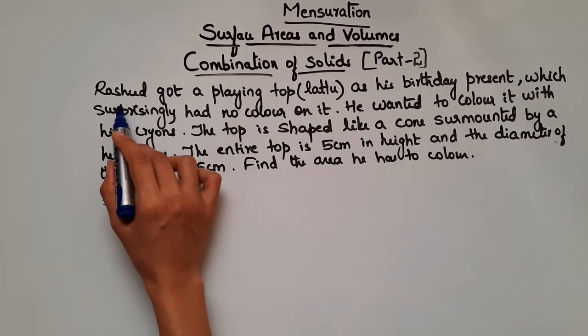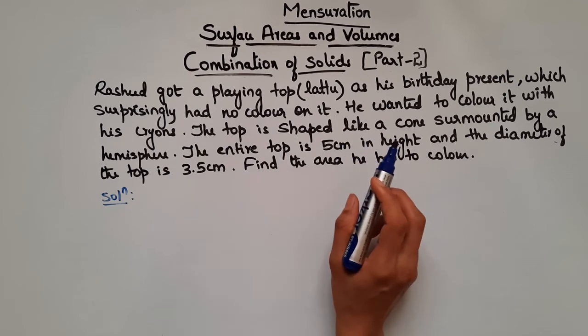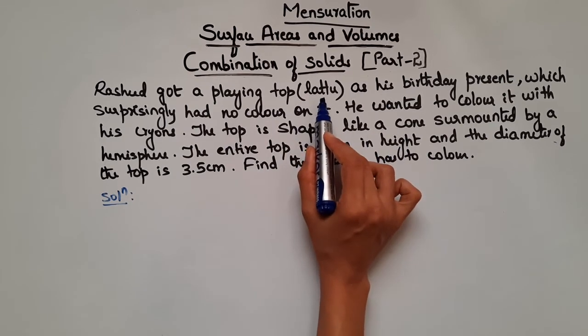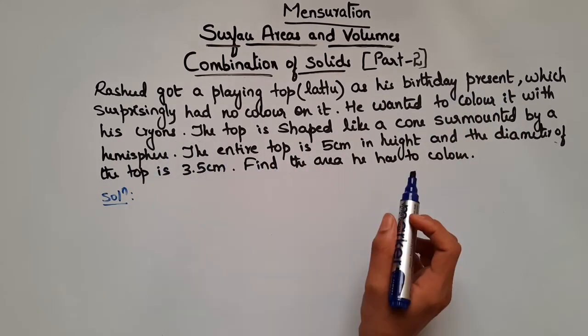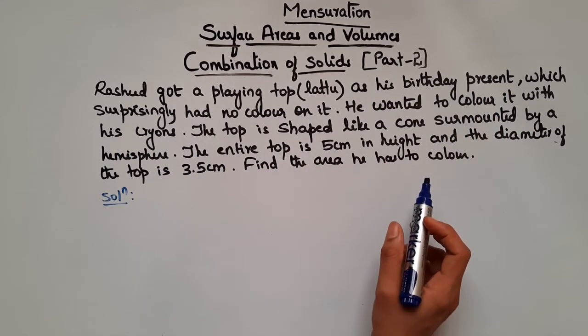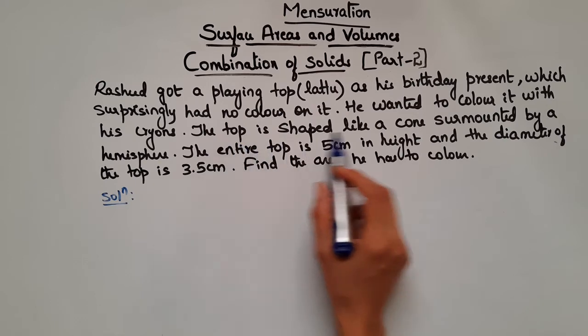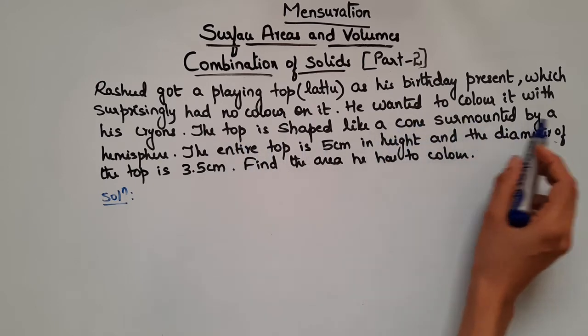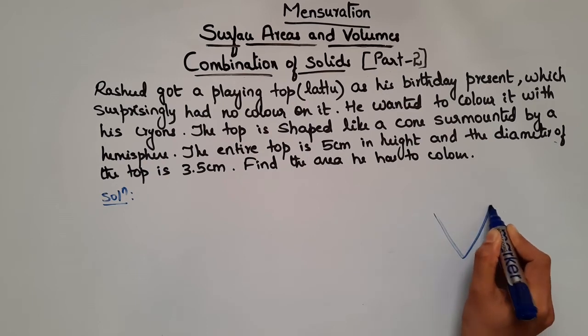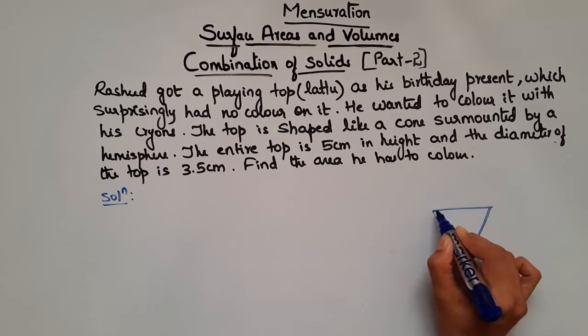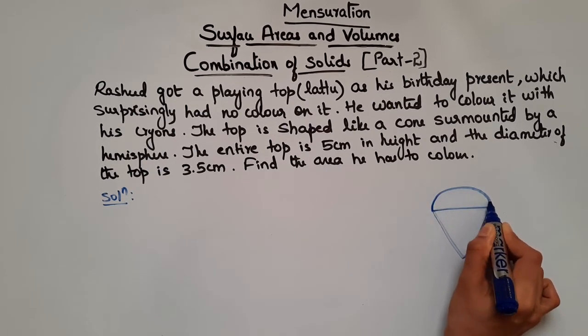So here Rashid got a playing top. I hope you all have seen a top, which is also called a Lattu, as his birthday present, which surprisingly had no color on it. So he wanted to color that top. The shape of the top is given as a cone surmounted by a hemisphere. So we have a cone surmounted by a hemisphere. So this is the shape of that top.